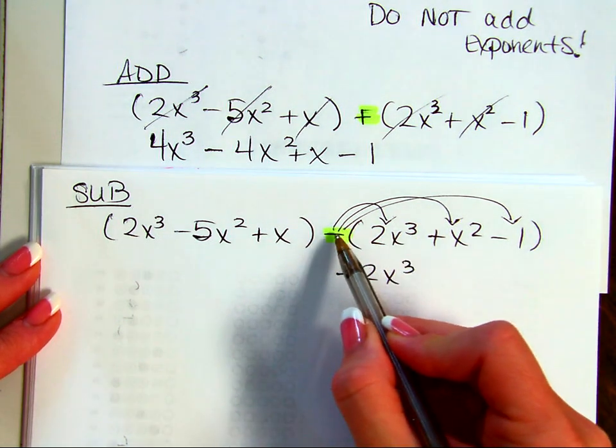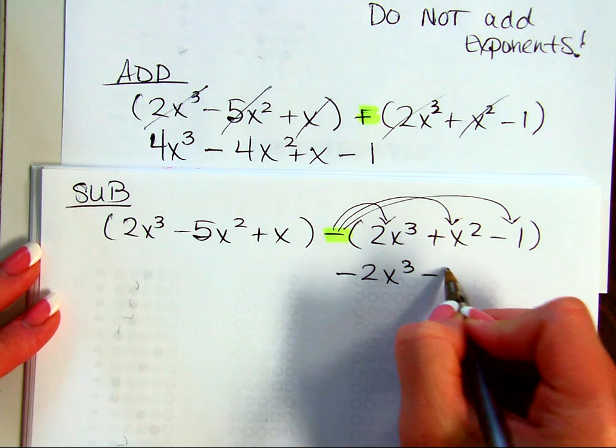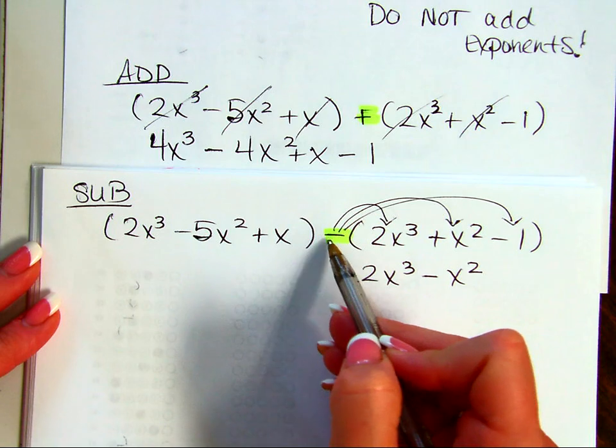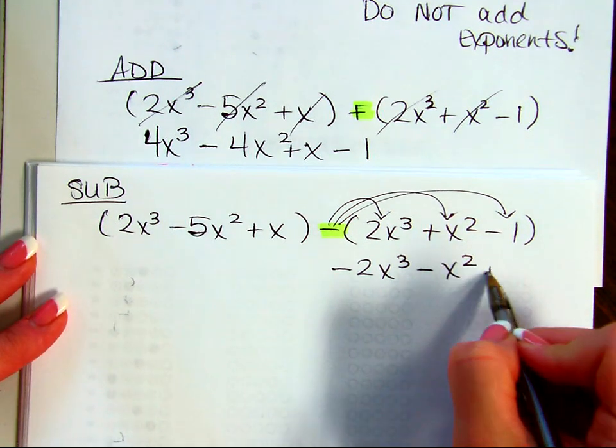And then what is the opposite of a positive x squared? It becomes a negative x squared. And then this negative 1 times this negative 1, because that's really what it means, becomes a plus 1.